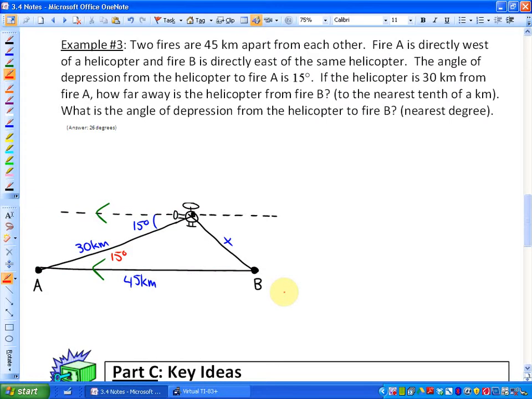So one of the big ideas is just to do something when you are starting these problems. Now in this case, what we actually have is this triangle, and we could solve for x using the cosine law.